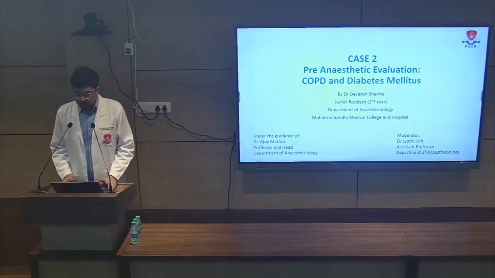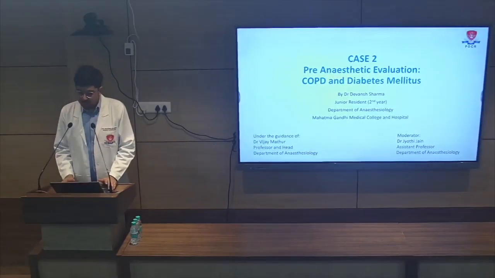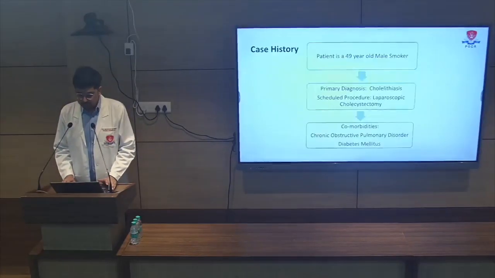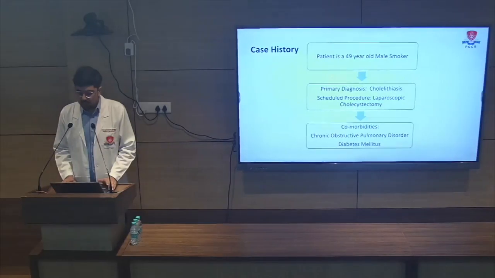Good morning, esteemed chairperson sir, respected faculty members and my fellow colleagues. I am Dr. Devansh Sharma, second year anesthesia resident, and today I will be presenting the second case scenario about pre-anesthesia evaluation in a patient with chronic obstructive pulmonary disease and diabetes mellitus. Presenting the case of a 49-year-old male smoker who came to the pre-anesthesia clinic with complaints of symptomatic cholelithiasis and is planned for elective laparoscopic cholecystectomy with two important comorbidities, that is chronic obstructive pulmonary disease and diabetes mellitus. This case highlights the importance of systematic preoperative assessment, optimization and perioperative planning in reducing postoperative pulmonary and metabolic complications.